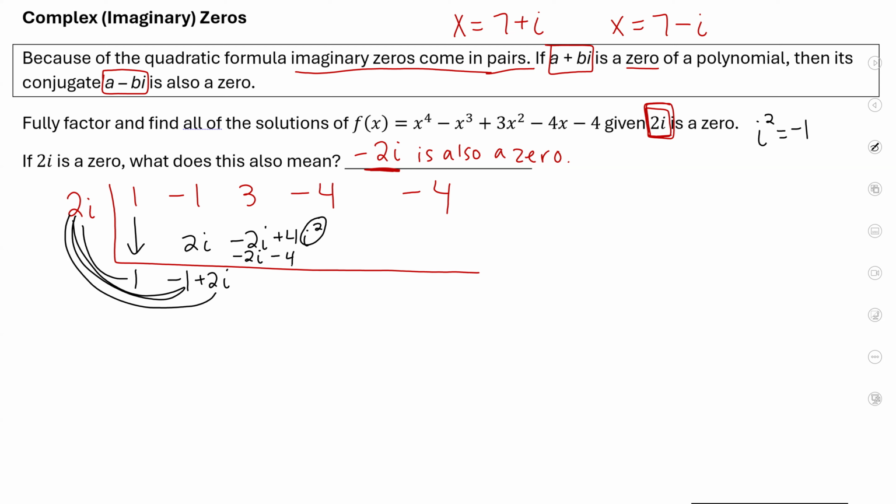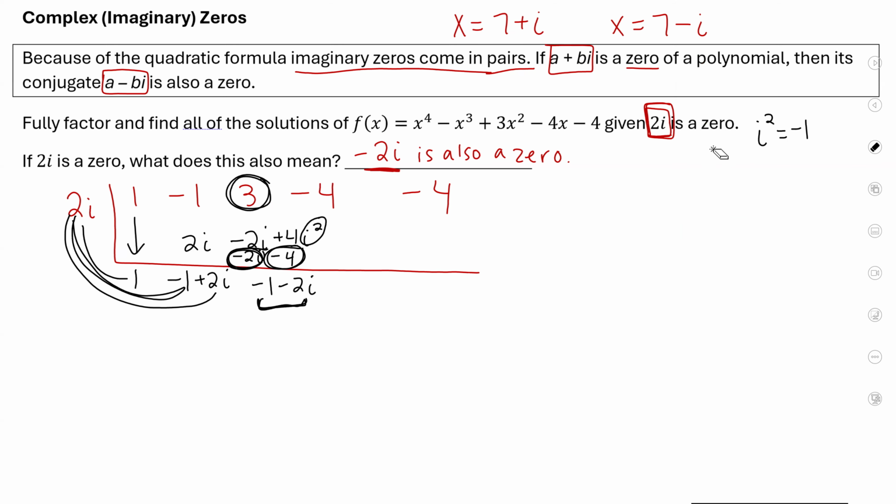Okay, now let's continue with synthetic division, where we add 3 to negative 4 to get negative 1, and we still have this minus 2i. You can't combine these two because they both have to have an i to combine, so they stay separated.